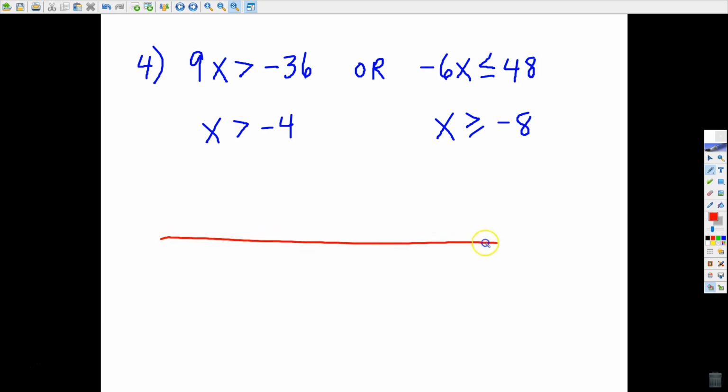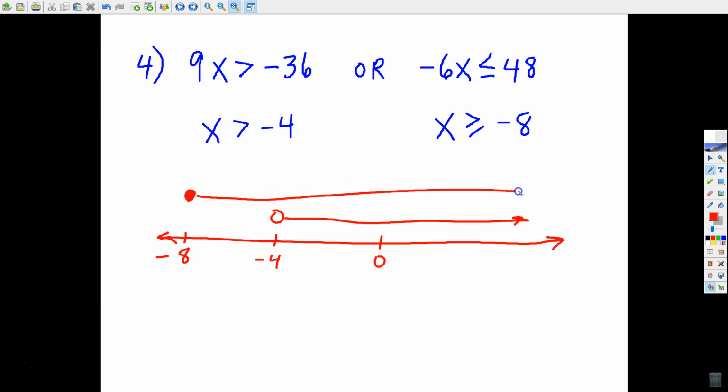Looks like most of you did a great job. I'll just sketch this graph. And we'll show greater than negative 4 like this, open circle, shade to the right. And I'm just going to say negative 8 is here. Closed circle, shade to the right. Do you notice something about this? Isn't this kind of redundant? Could we really just use one of these and it would include the other one?